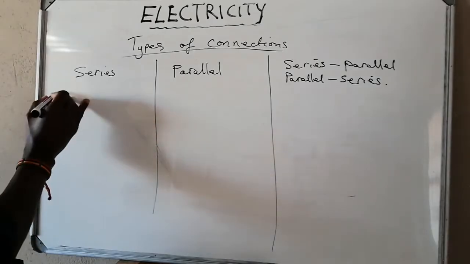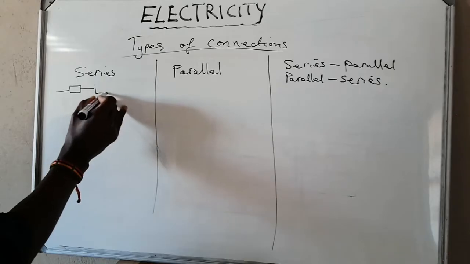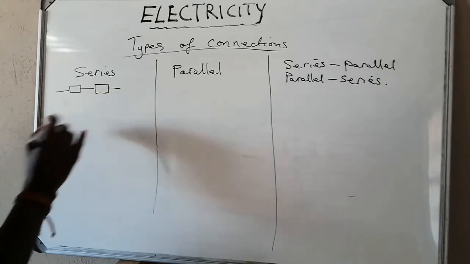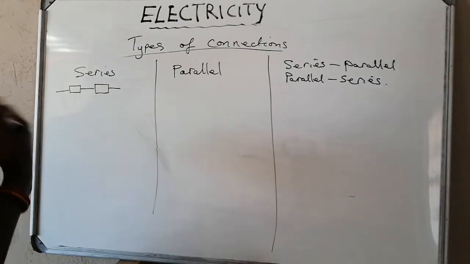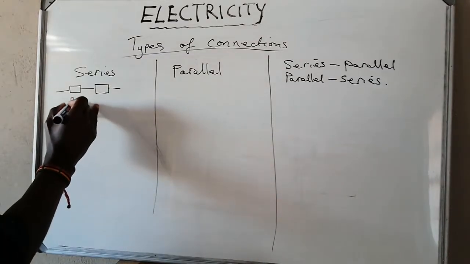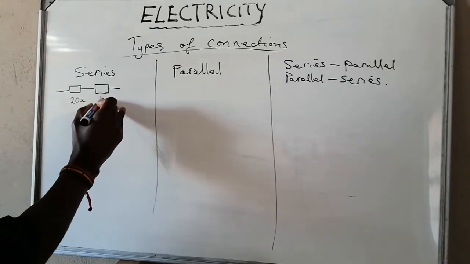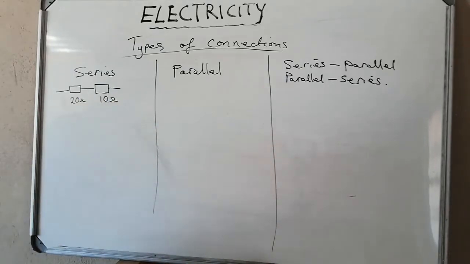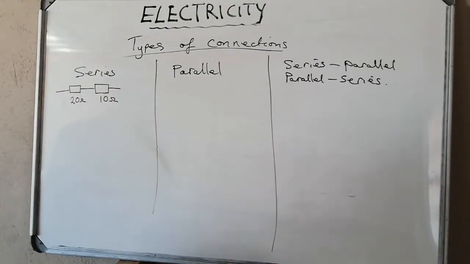So let's say, for example, if I've got two resistors, and by the way, a resistor offers resistance, so its units will be in ohms. So let's say we have a 20 ohm resistor, and on this one we have, for easy calculation, 10 ohms. These are series resistors.